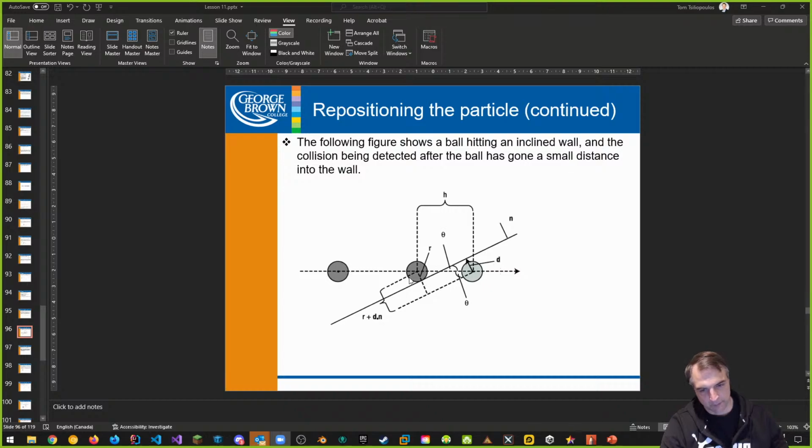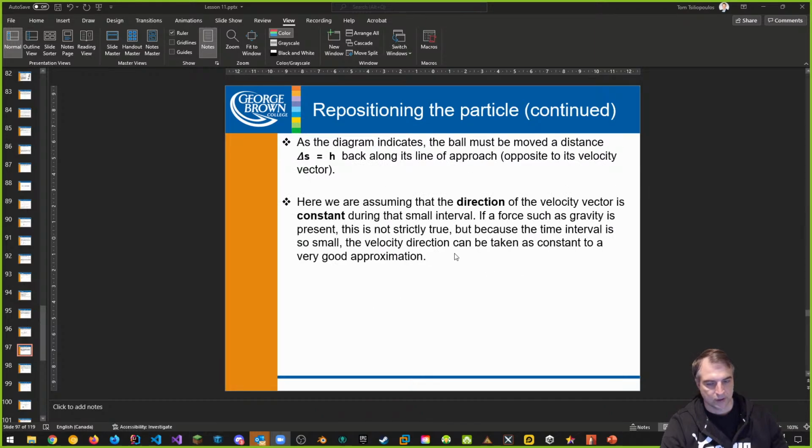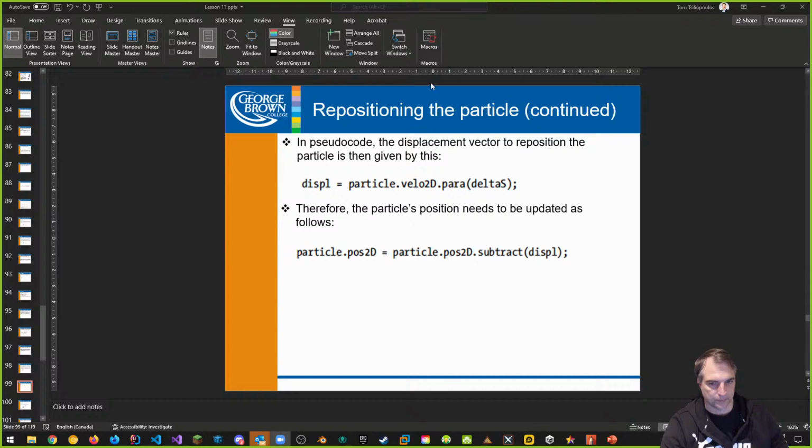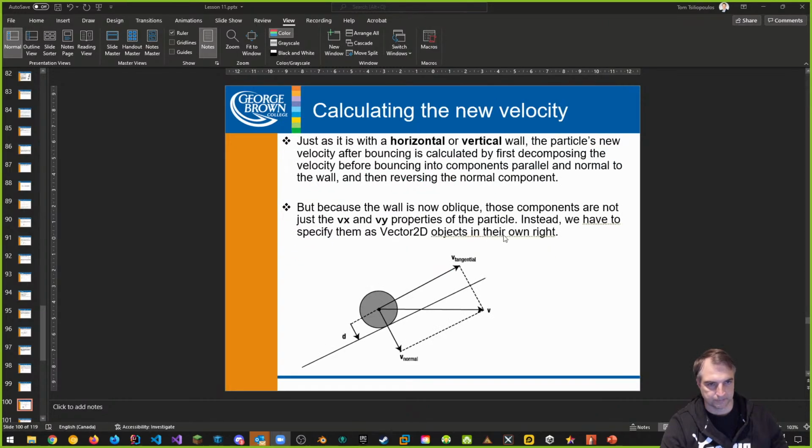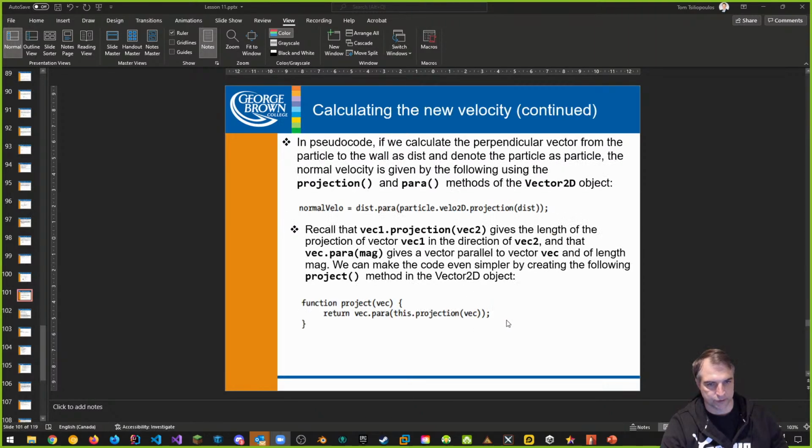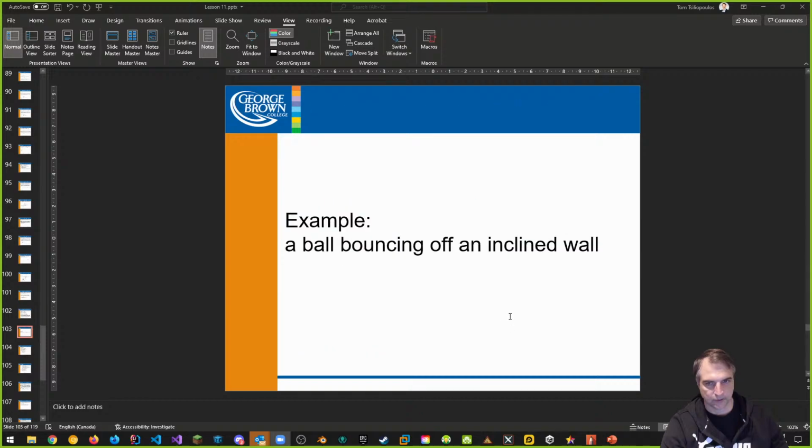Okay, and then from there we reflect, right? We reflect at this particular point in time, not here. It's more challenging to do, but they talk about it here in the code and give you some examples. Calculating the new velocity is based on a velocity vector and on the angle of approach. Okay, I'm just going to skip ahead because I want to talk about this.